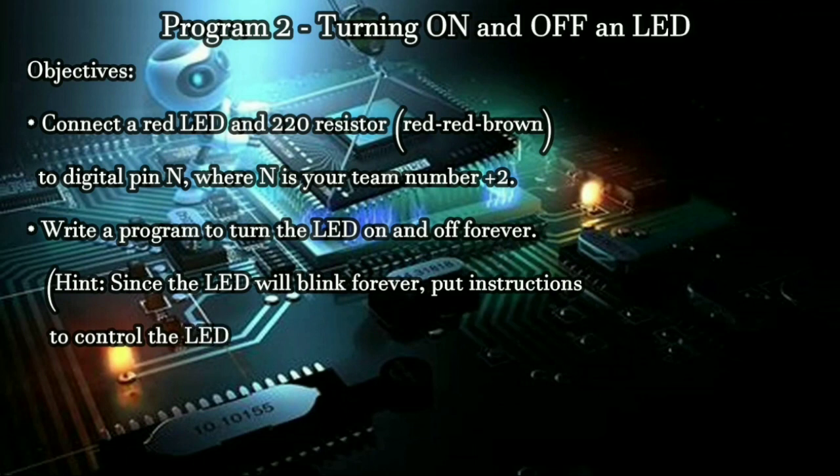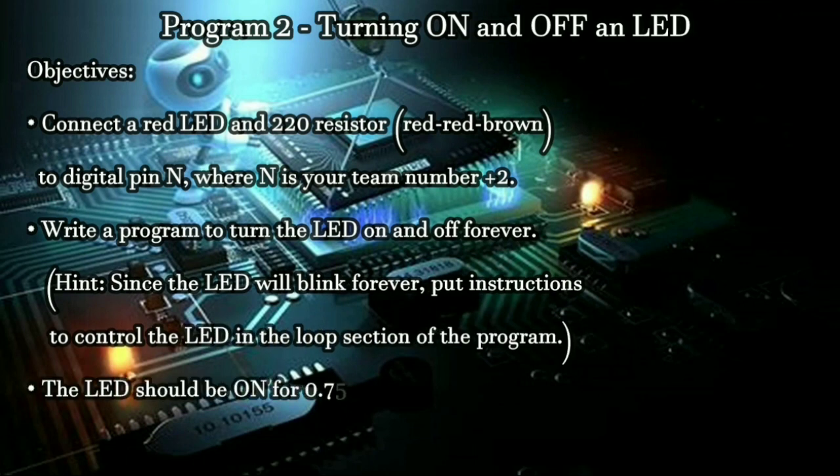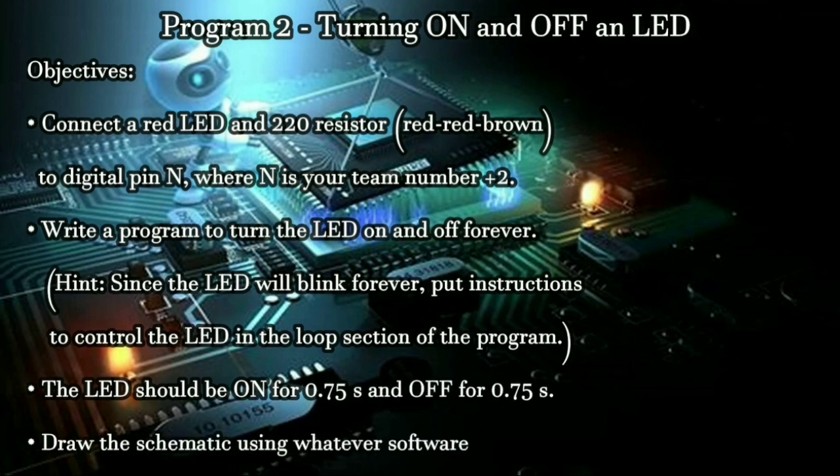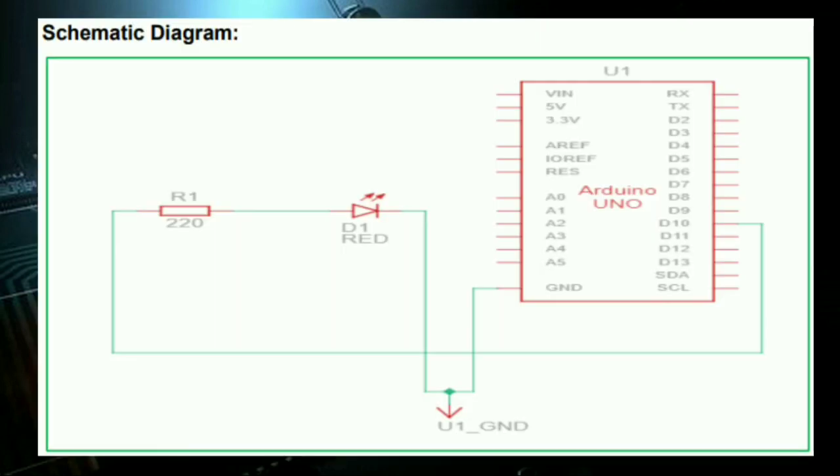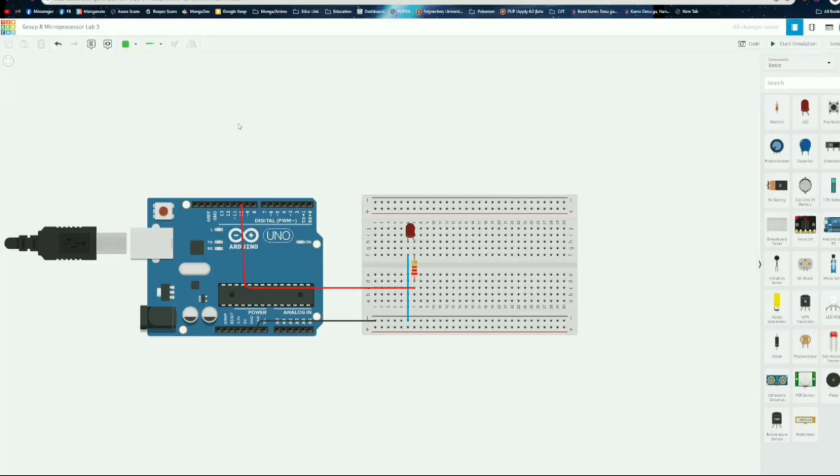So we have a hint here. And then the LED should be on for 0.75 seconds and off for 0.75 seconds. And we need to draw the schematic again using any software that you want. So let's proceed to our Tinkercad. As you can see, we've already placed the components. We have the Arduino Uno board, the breadboard, as well as the red LED and the 220 ohms resistor. So let's take a look at our code that will satisfy the conditions.